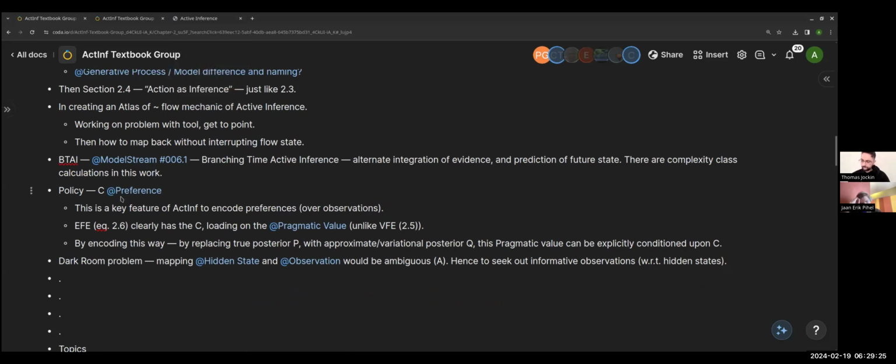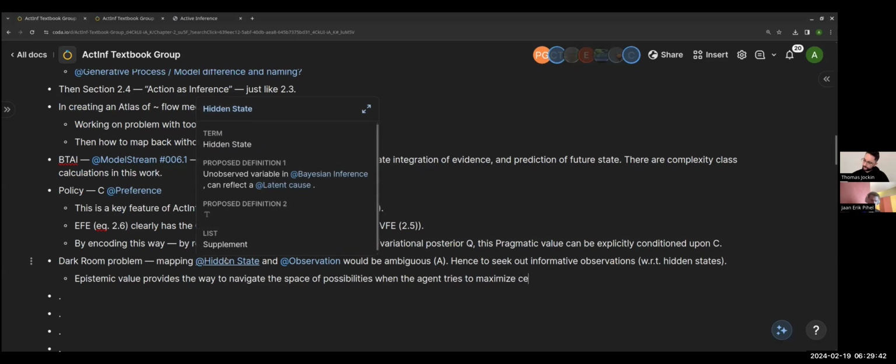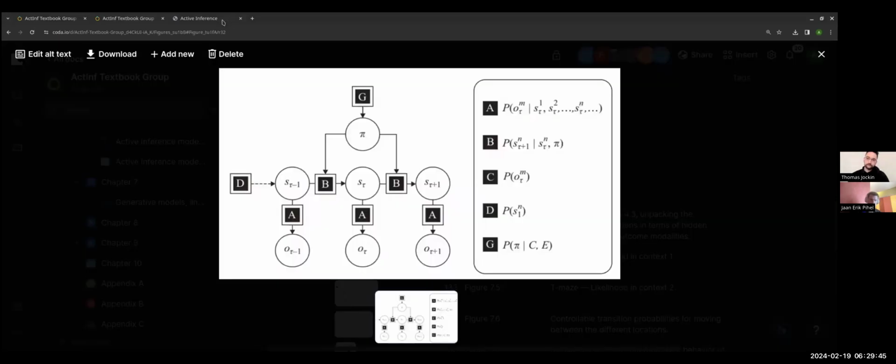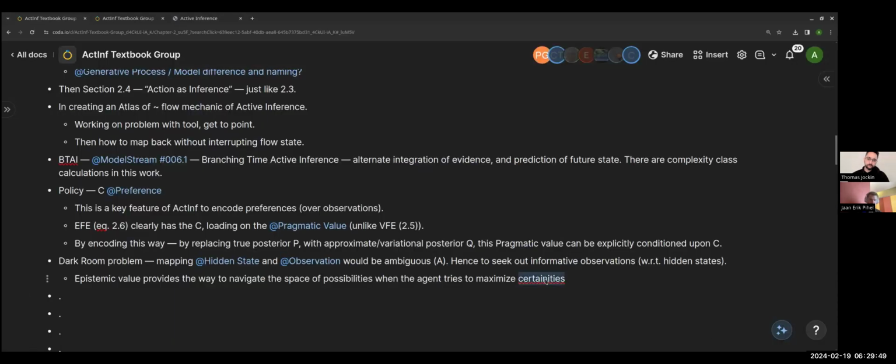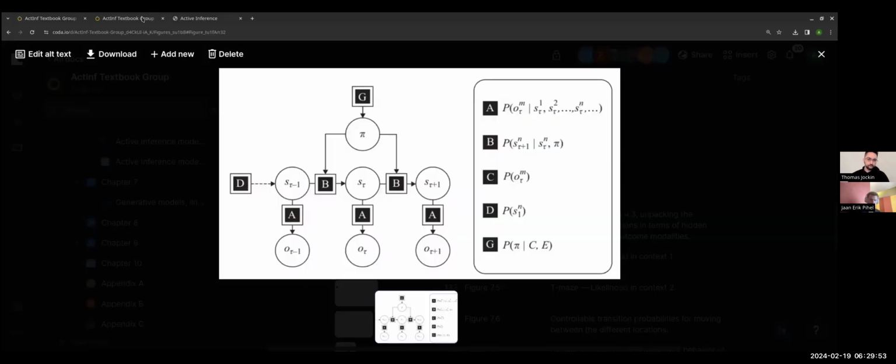So by applying the epistemic value here, it provides a way to navigate that space of possibilities when the agent tries to maximize its certainty about the posterior belief. So yeah, that's one of the key differences between the earlier active inference literature up until about 2021 and the later ones from 2021 up to recent papers.